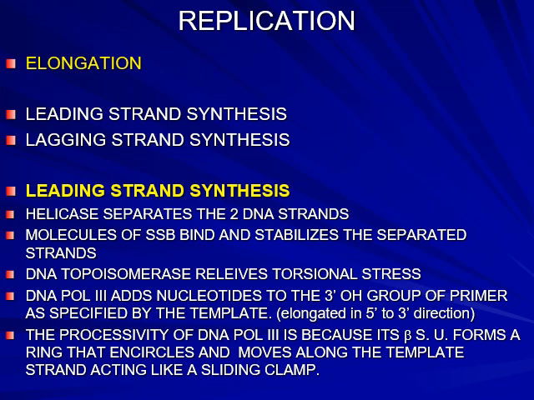Now, why is the DNA polymerase 3 so highly processive? It is because the beta subunit of the enzyme forms a ring, and that ring clamps on to the template and moves along the template. It acts like a sliding clamp.